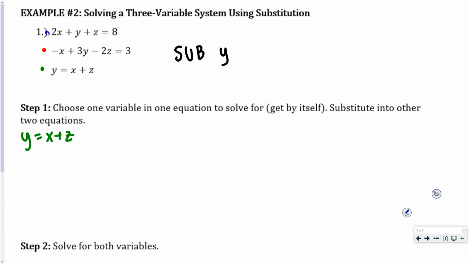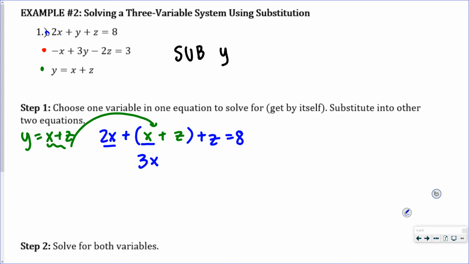All right, so I'm just going to do the blue one first. So we have 2x plus y plus z equals 8. This is what we're substituting in: x plus z. There's nothing to distribute here. I still get in the habit of putting it in parentheses anytime I'm substituting, so we can clean this up a little bit. We have 3x plus 2z equals 8. Can't go any further.